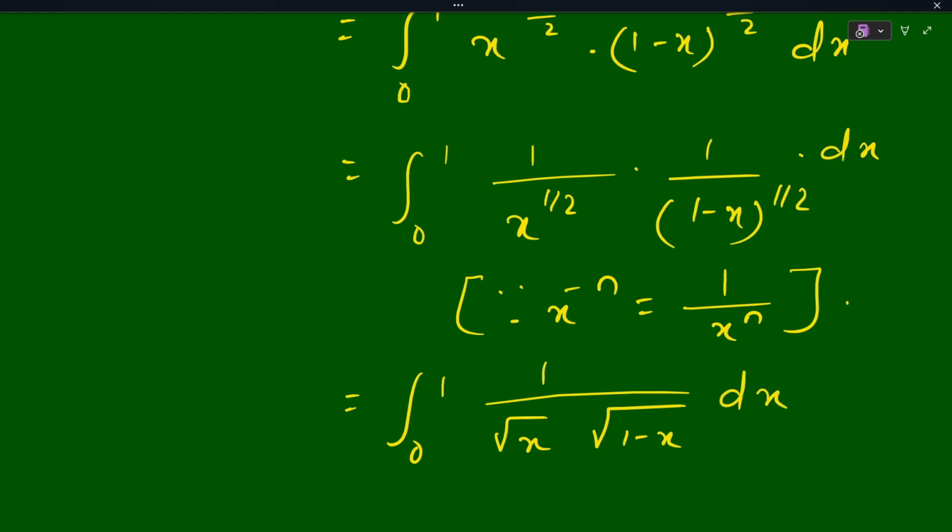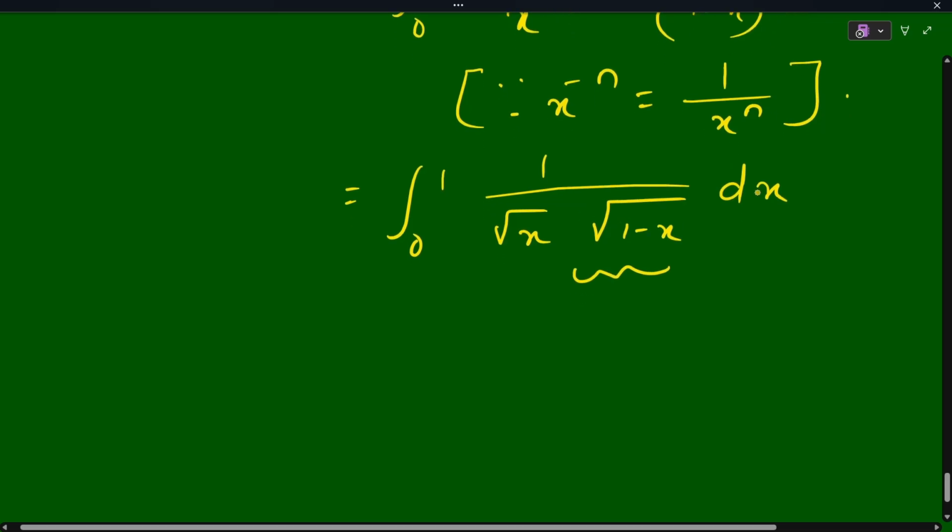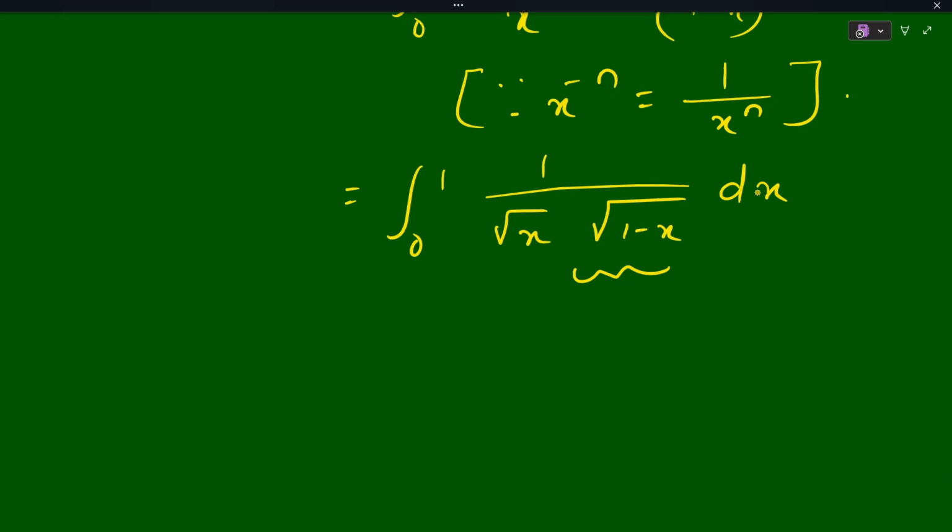Now to find the integration, we have to do the substitution method. Okay, so what is the substitution method? See, if I take x as sine square theta, then this term will be sine theta, and this term will be 1 minus sine square theta, that is cos square theta, and the root of cos square theta is cos theta. Then dx. Okay, so all this integration would be changed to sine and cos, right? So let's substitute this one.